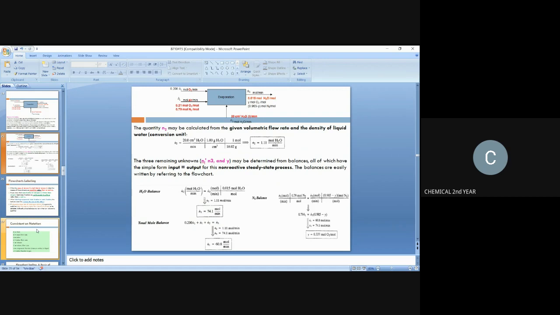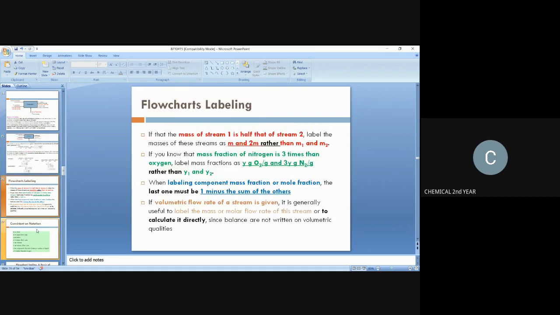From the total mole balance, 0.2 N1 plus N1 plus N2 is equal to N3. N2 is equal to 1.11 mole per minute and N3 is equal to 74.1 mole per minute. From this, N1 is equal to 60.8 mole per minute.